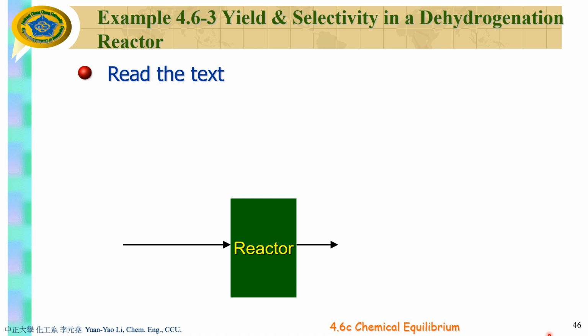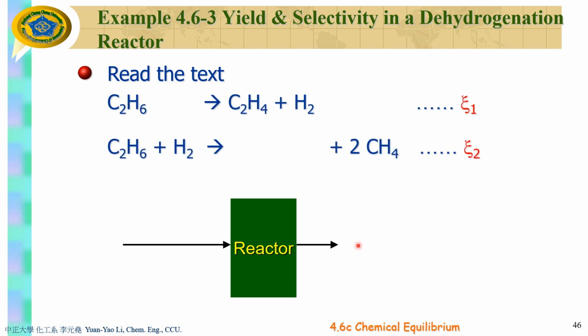Okay, this example is 4.6-3, yield and selectivity in a dehydrogenation reactor. Dehydrogenation we just learned, right? So you take out one mole, take out one pair of hydrogen atoms. So let's start page 117, example 4.6-3.